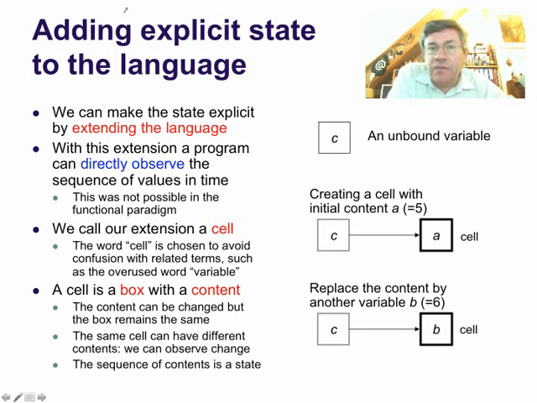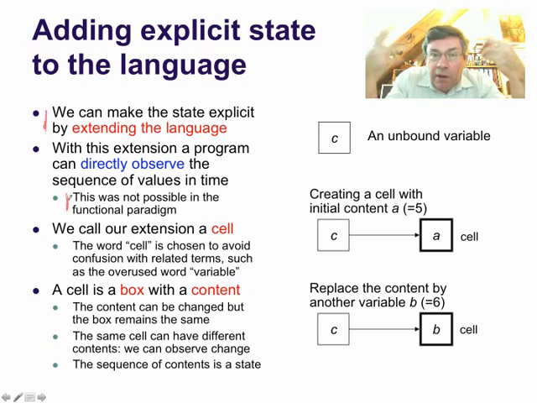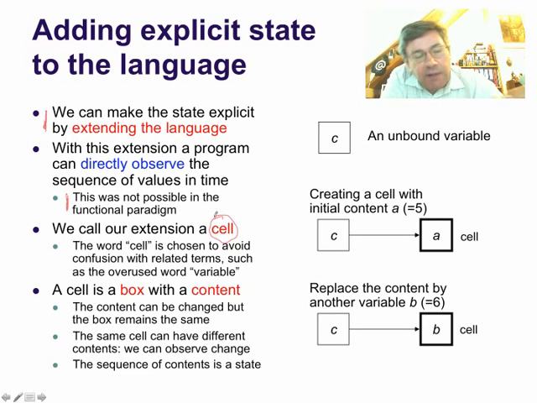We can make the state explicit by extending the language. And if we do that, then we can directly observe the sequence of values from within the program. This was not possible in the functional paradigm, so we've extended the paradigm with a new ability. We call the extension a cell. We pick the word cell to avoid confusion with related terms such as the overused word variable.